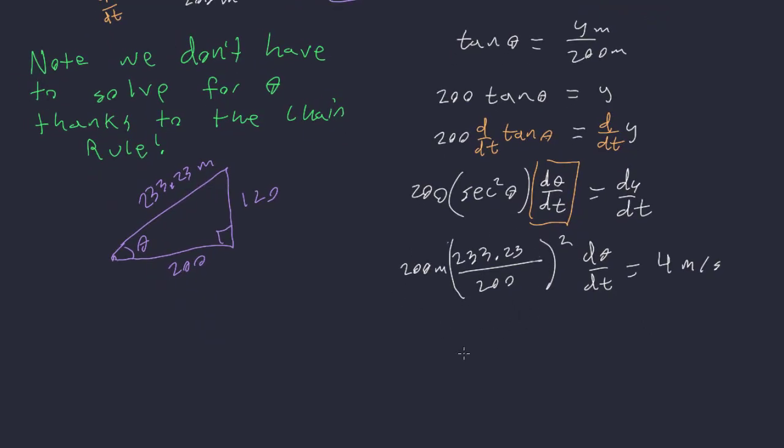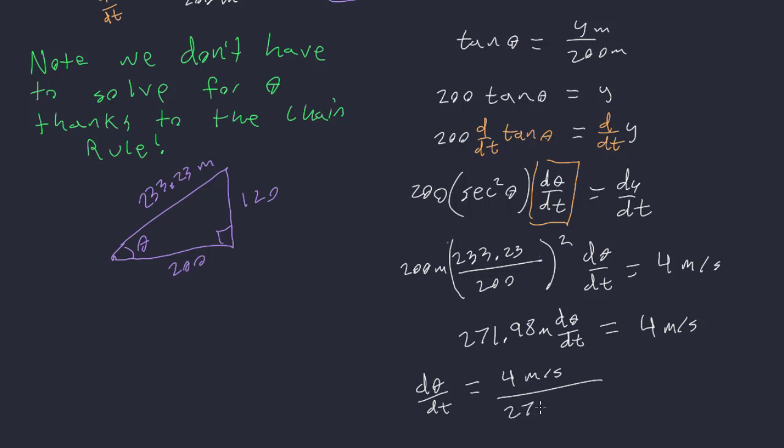So we can simplify this a little bit, which when I calculated this out, I got about 271.98 meters times d theta dt is equal to 4 meters per second. Then we'll divide this through to get that d theta dt is 4 meters per second over 271.98 meters. The meters cancel, and we get about 0.0147, or 15-ish. But notice the meters cancel, but we still have the per second.